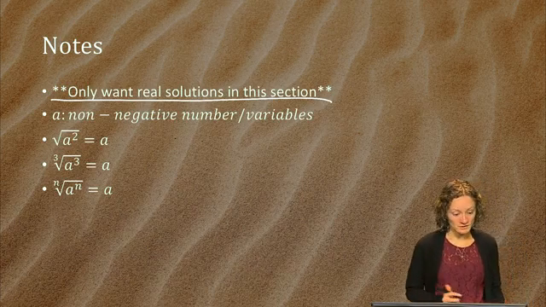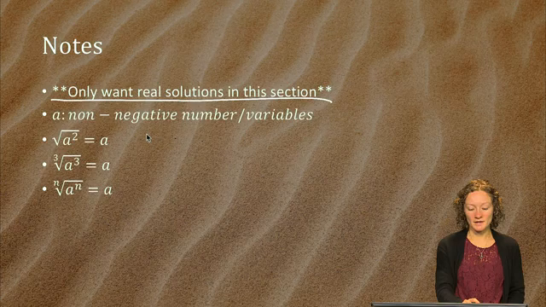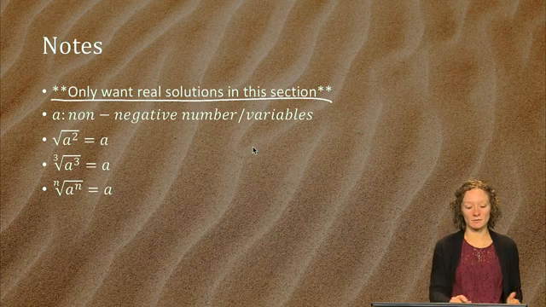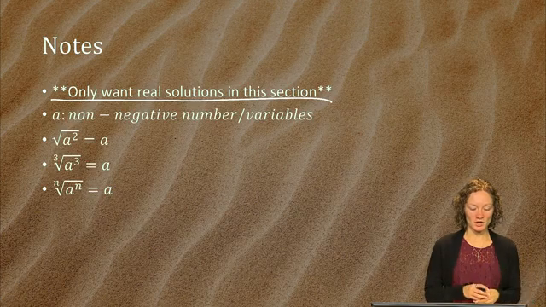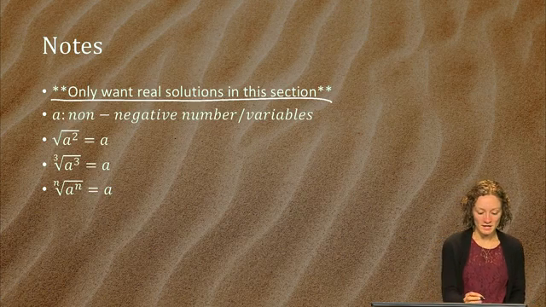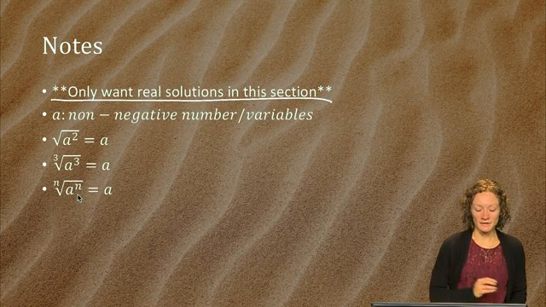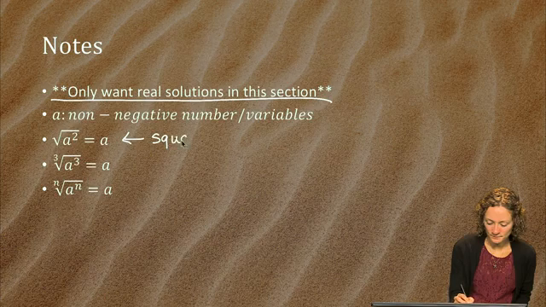Okay, then the notes that kind of go along with each of those objectives. So a, in all of these three cases, represents a non-negative number or variables. So it could be that we have numbers, it could be a variable, it could be a mixture of the two. And so these are the rules for a square root, cube root, and nth root. And that's how I'll refer to them.